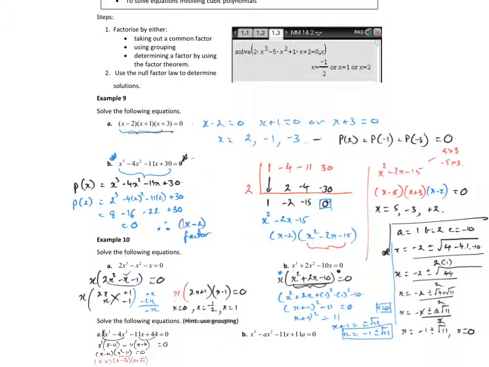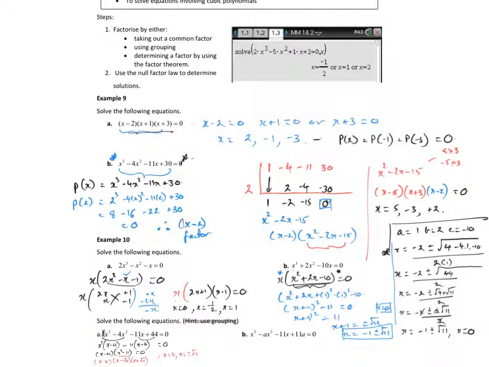So therefore my solutions are going to be given by x is equal to 4 and x is equal to plus or minus the square root 11. Okay, so sometimes we get lucky. Just because we have a cubic, we don't always necessarily need to go through the whole division process. But to be honest, most of the time we do.